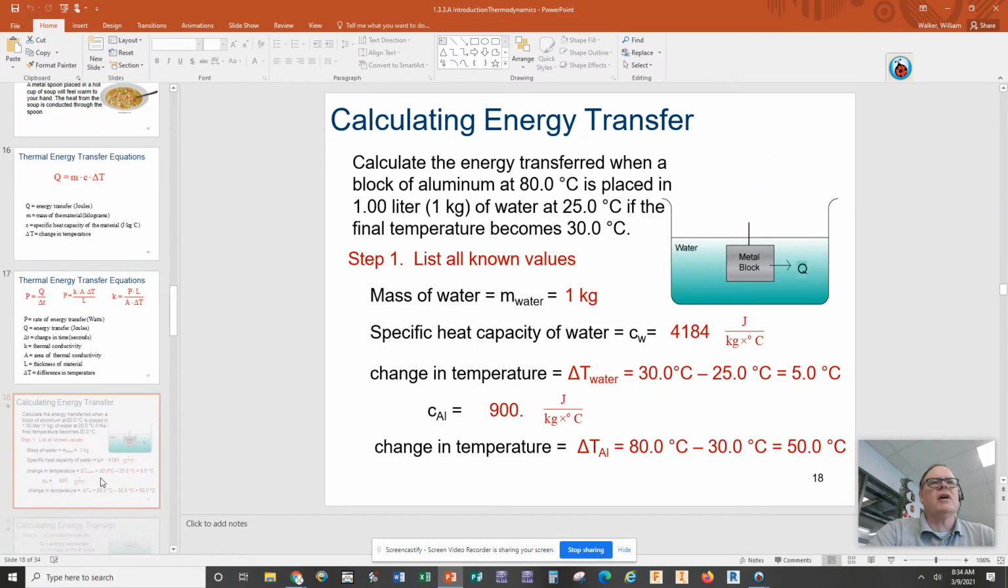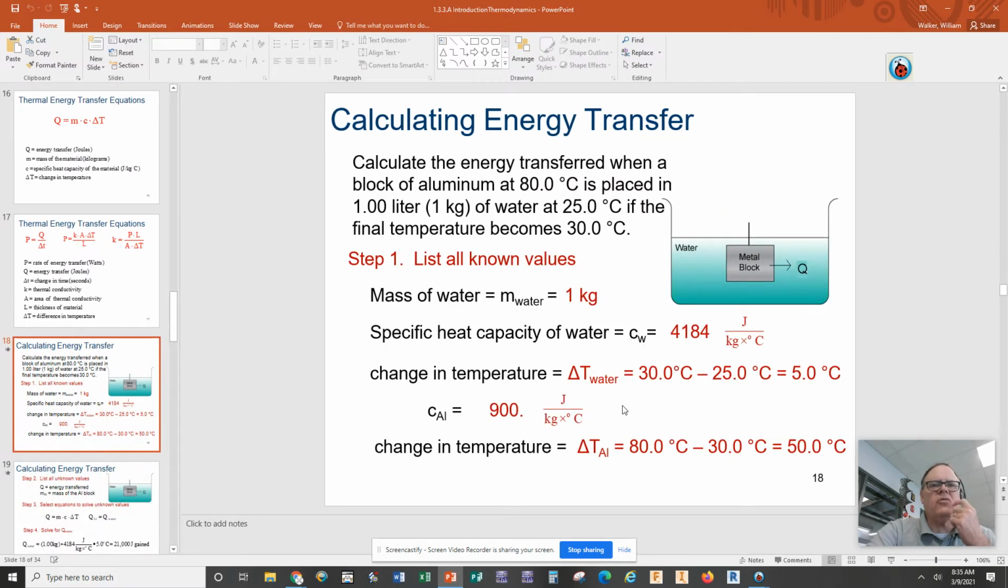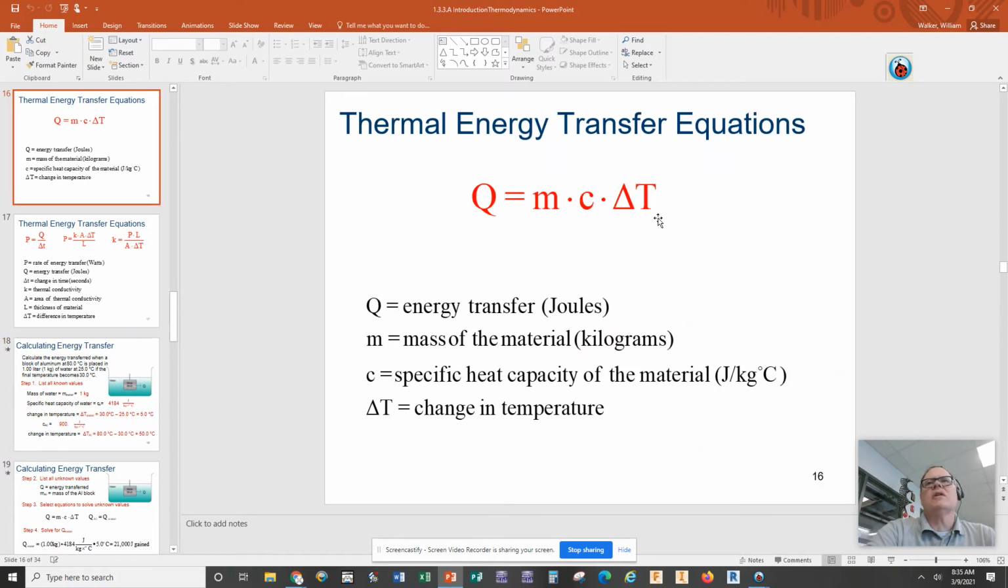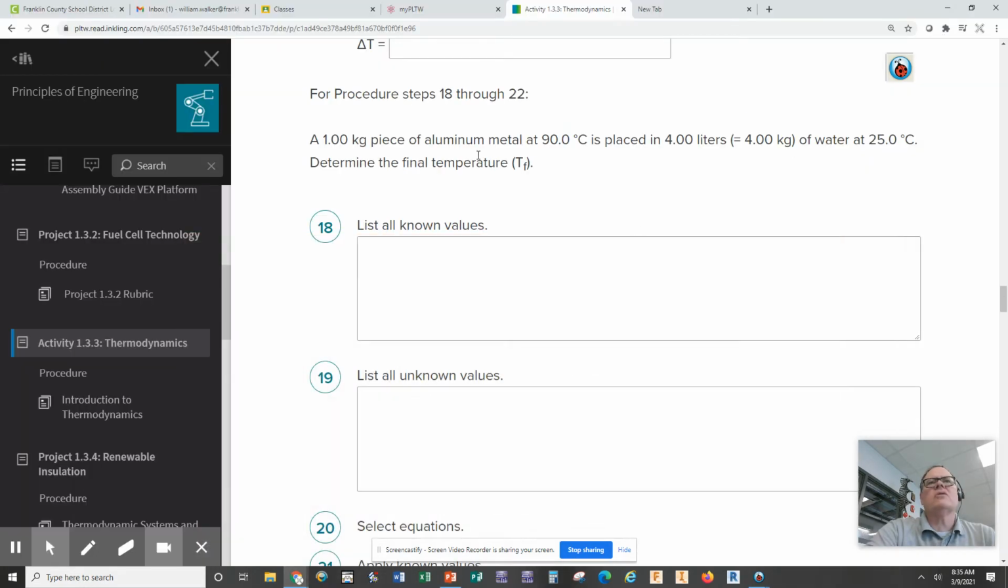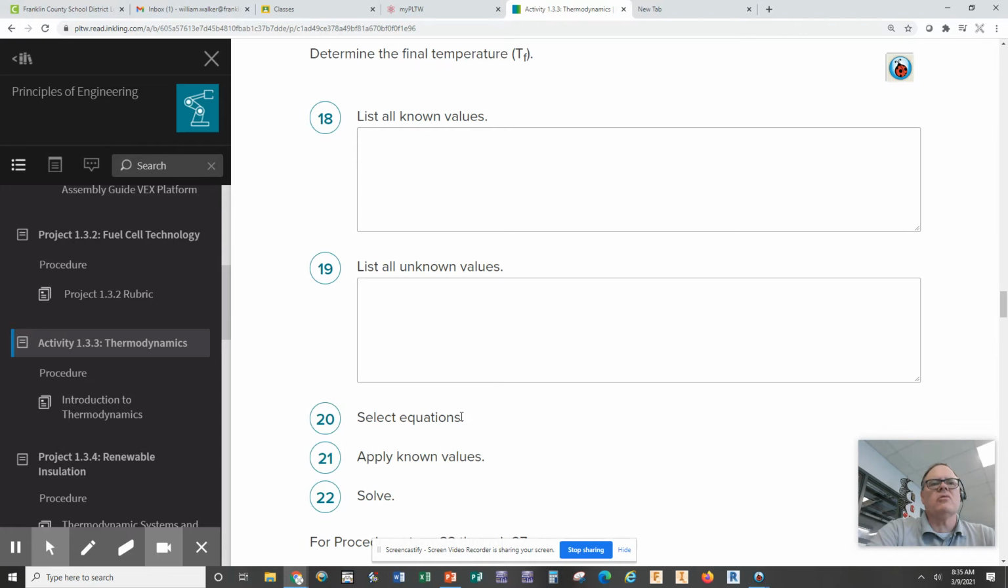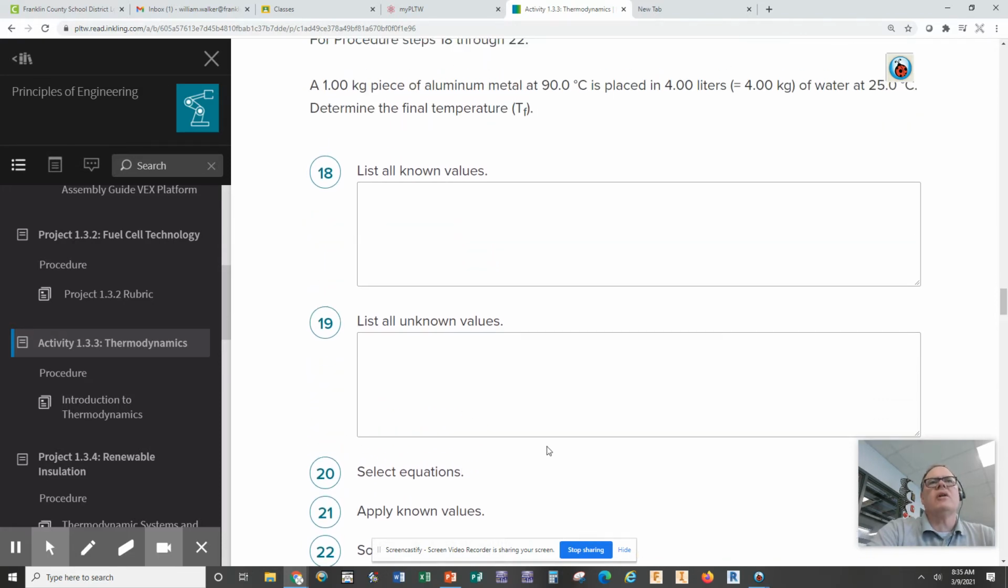And then starting in slide 18, they actually start giving you examples. If you run through all of these examples a few times, you should figure out the process. But what I'm going to do is go back to this formula here, Q equals m c delta T, and apply it to this first problem in 1.3.3, starting at step 18. They use that engineering technique where they say list all known values, list all unknown values, list your equations, then apply the equations, and then solve. Okay, so we're going to follow that process here.